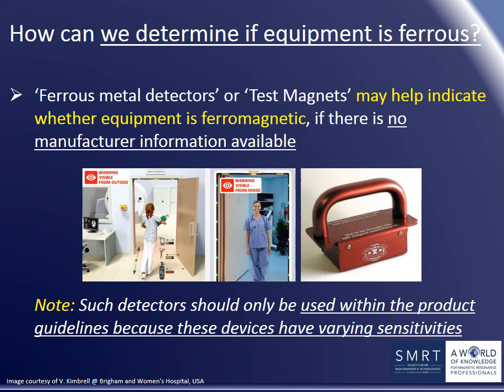Think of when you go through the metal detectors at the airport. Sometimes they alarm and sometimes they don't. Remember that a test magnet is never the same strength of the static magnetic field. It is usually a lot lower.